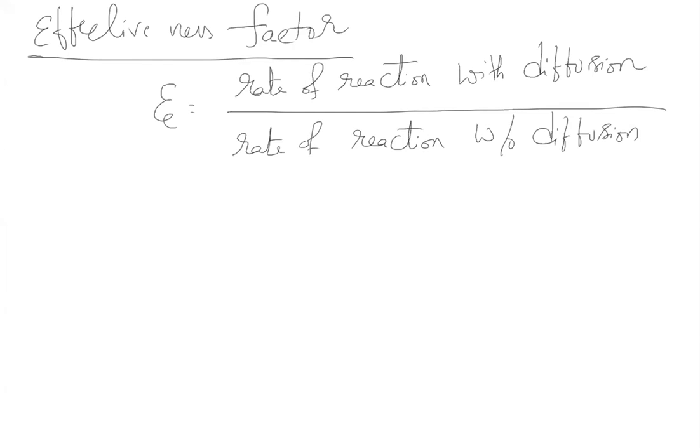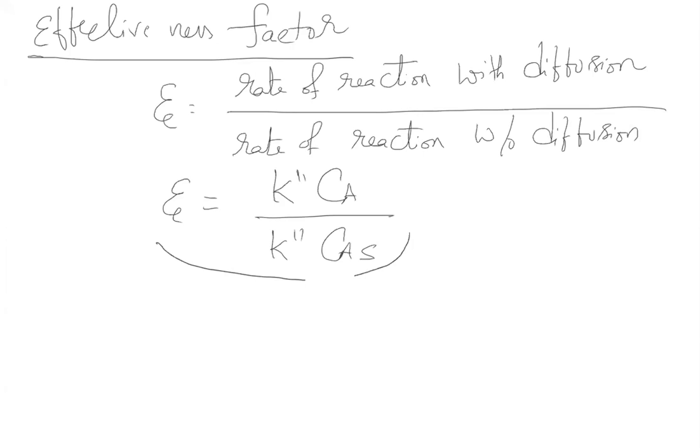So rate of reaction with diffusion divided by rate of reaction without diffusion is what we define as the effectiveness factor. Rate of reaction with diffusion, I'll write it as K double prime Ca. Rate of reaction without diffusion, if you assume there is no diffusion, is K double prime Cas. So it is K double prime Ca by K double prime Cas.